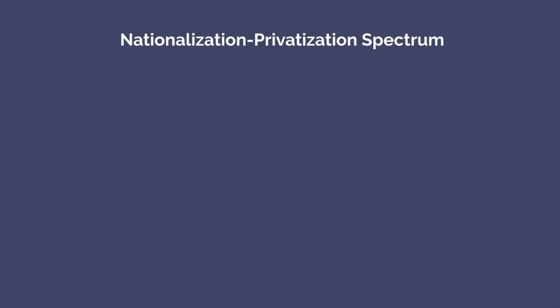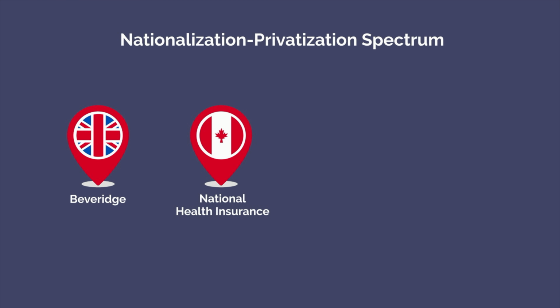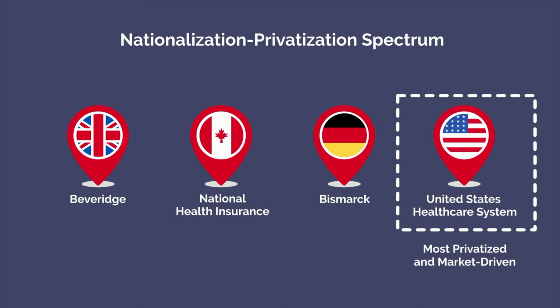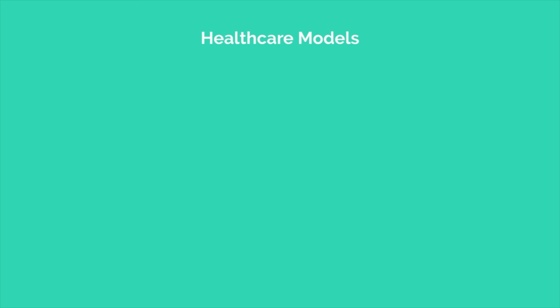Revisiting the nationalization-privatization spectrum, as we move from left to right, we see the Beveridge model implemented in Britain, followed by the national health insurance model implemented in Canada, and the Bismarck model found in Germany. Farthest to the right lies the United States healthcare system, which is the most privatized and market-driven, a feature that cultivates the nation's fertile ground for innovation.